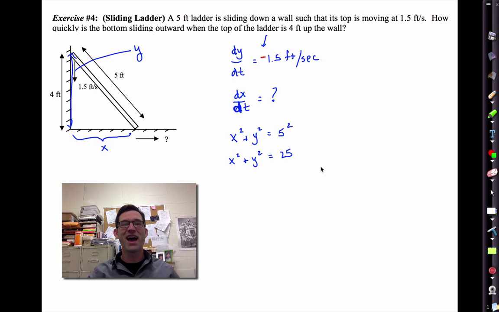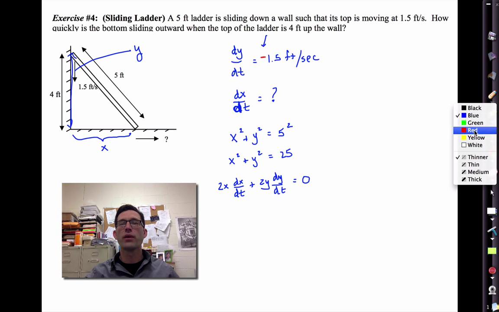It's wonderful because now it allows me to solve. I'll take the derivative of both sides. I'll get 2x times dx/dt plus 2y times dy/dt. Now be careful of this. The derivative of 25 is 0. That's really critical.